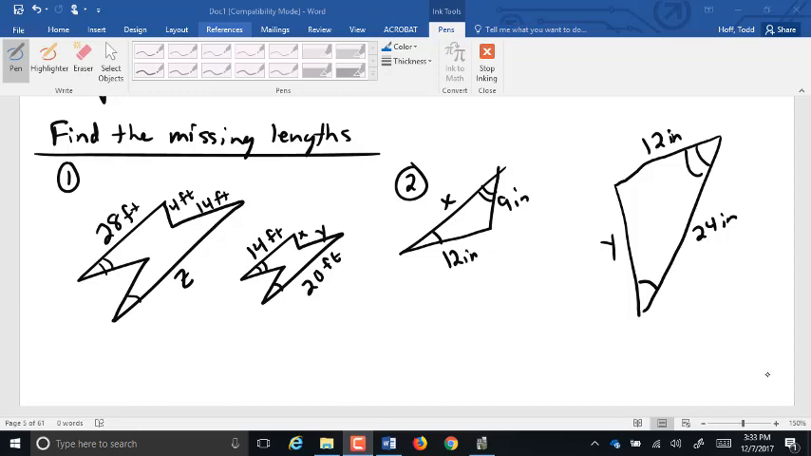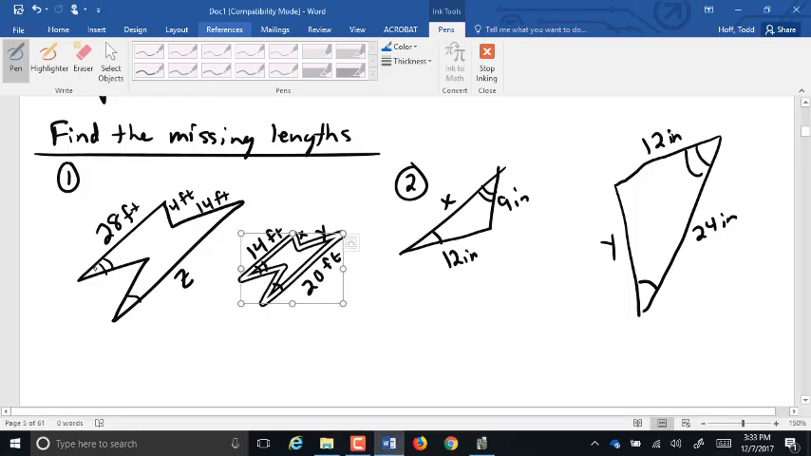Okay, so for number one here, we have the two similar figures, kind of a weird hexagon, six-sided figures. We see we're given these two angles.